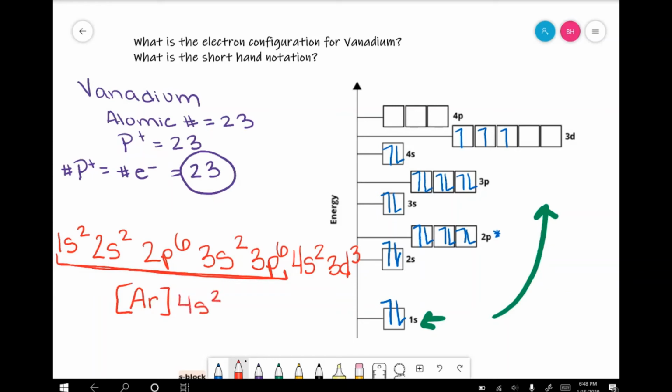4s2, 3d3. And so this is my shorthand notation, and I do denote that with the previous noble gas. Now let's go ahead and look at another way that we could possibly do this problem if you did not want to do a whole energy orbital diagram.